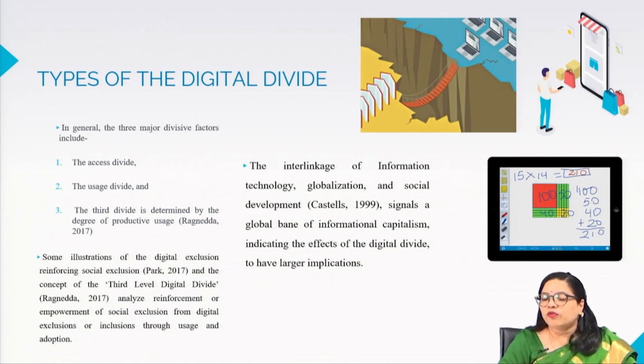This aspect of larger inequalities is reasoned out by examining the absence of certain capabilities and deprivation in the e-society. Castells establishes the interlinkages of information technology, globalization and social development and finds that the interlinkages signal a global bane of information capitalism, indicating the effects of the digital divide to have larger implications.